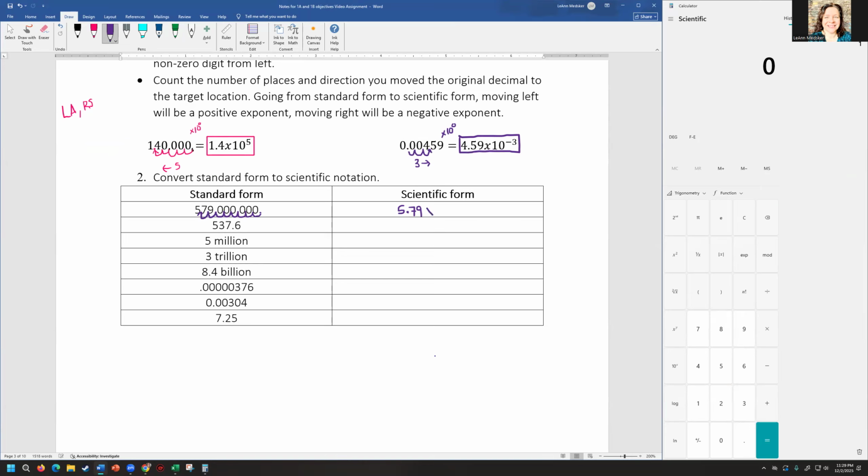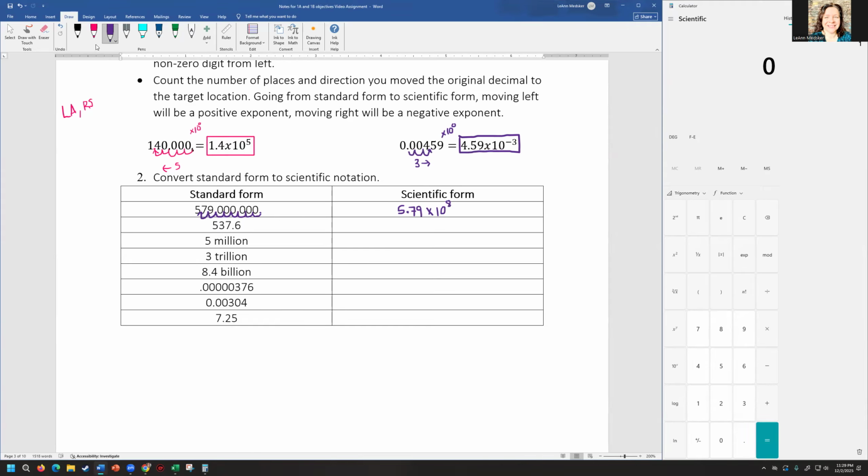And then we're going to write times 10. And remember, there are 2 ways you can remember this. The original number is greater than 10, so I know I'm going to have a positive exponent, but I also moved left, so I also know I'm going to be adding to the exponent. We moved 1, 2, 3, 4, 5, 6, 7, 8. So it's going to be 10 to the 8.